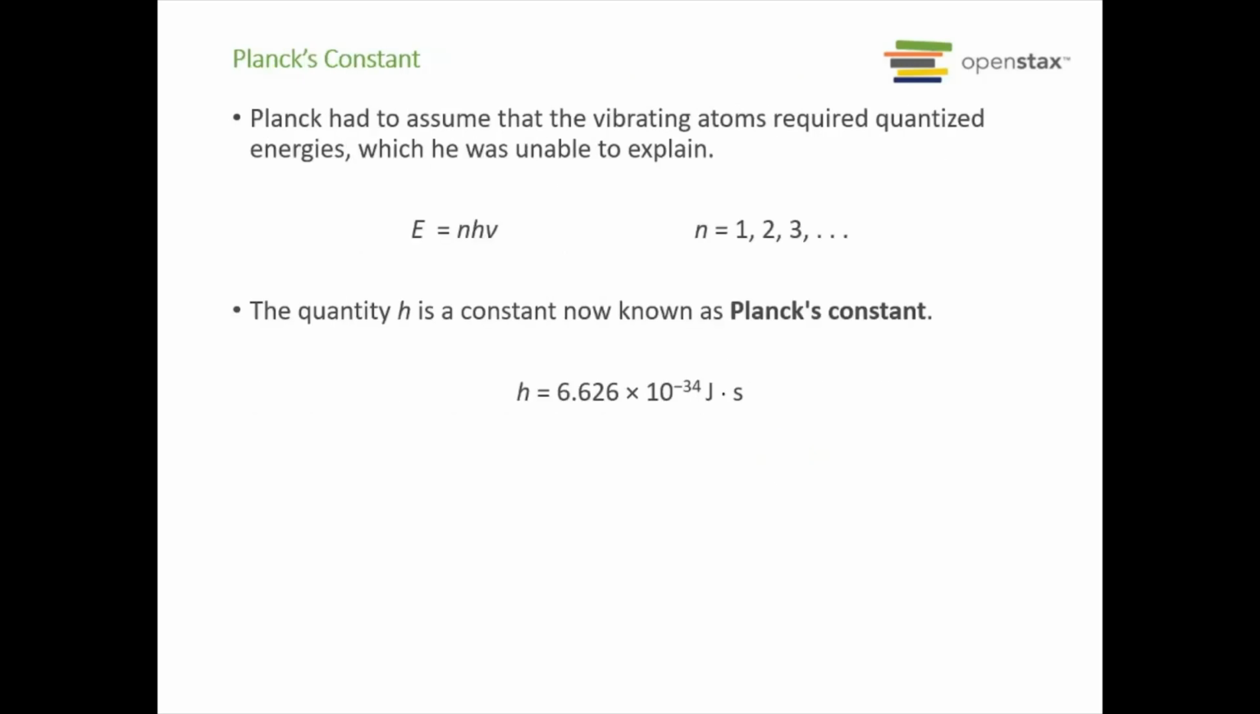And one thing he couldn't explain, but that he assumed, was that these atoms had to have a quantized energy. Again, he couldn't explain it. He just kind of was like, yeah, this is it. I'm not going to tell you why. Don't ask me why. This is just it. And he came up with the equation E equals nhν, where n can equal 1, 2, 3, and so on and so forth. So these are the quantized energy states.